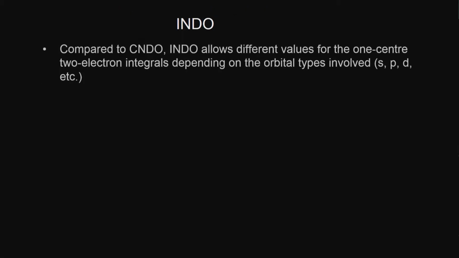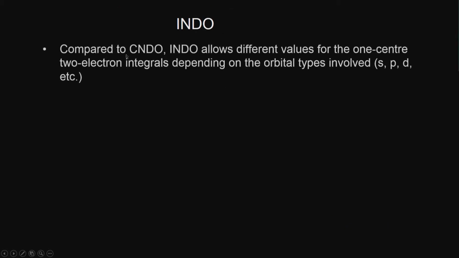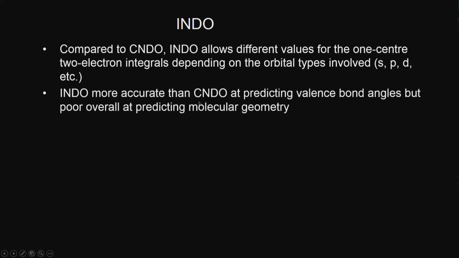Let us look a little bit at each of these methods, starting from complete overlap going to INDO, that is the intermediate overlap. Compared to CNDO, INDO allows different values for the 1 center 2 electron integrals depending on the orbital types involved, like SPD, etc. So it improves on that. It is more accurate than CNDO at predicting valence bond angles, but poor overall at predicting molecular geometry. It gives you a good idea about the bond angles, but the molecular geometry is not very nice.